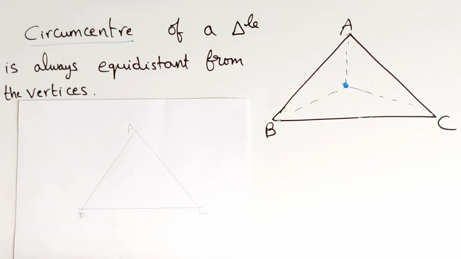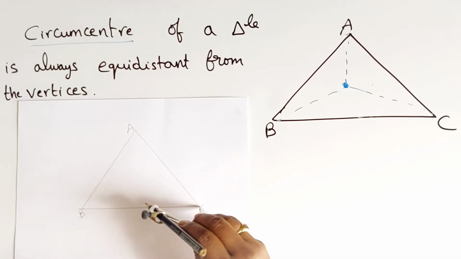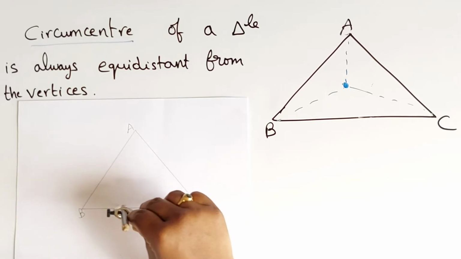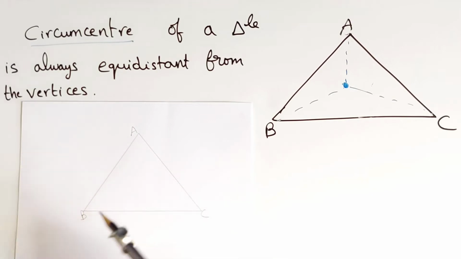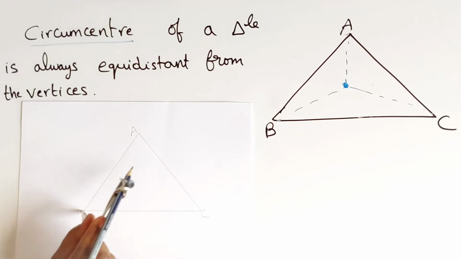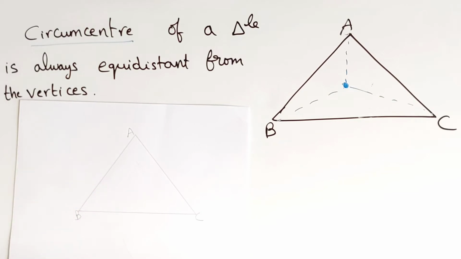Now use your compass. Take more than half, children. Now I am drawing from BC. More than half distance. Here one arc and here also one arc. Now with the same distance from B also mark here and here also mark. Right, children? Now join these 2 points.